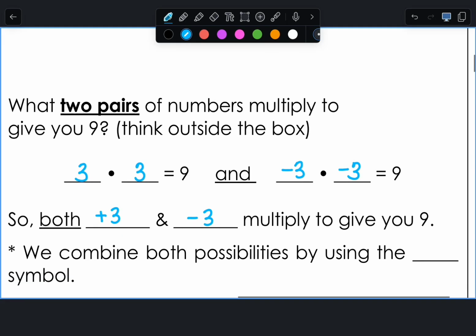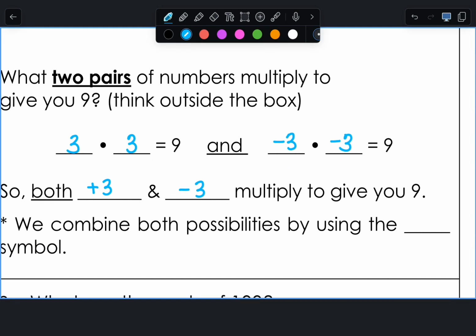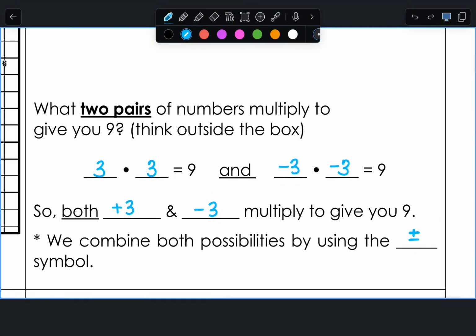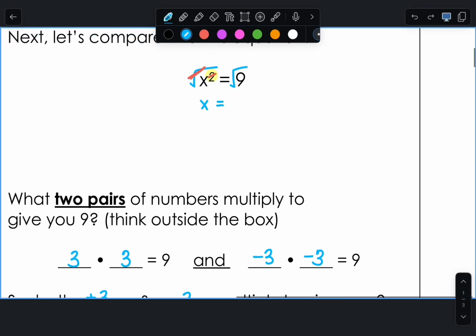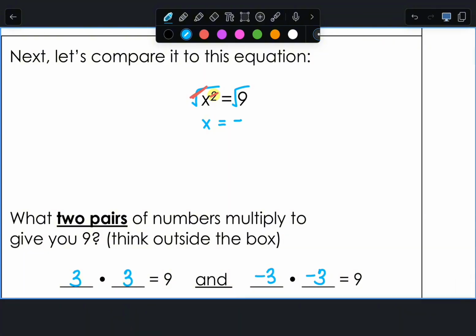We combine both of these possibilities by using the plus minus symbol, the positive negative symbol. I don't know if you've ever seen that symbol, but it represents both the positive and negative of that number. So when you take the square root of 9, you have to keep in mind both a positive 3 and a negative 3 can multiply to give you a positive 9. So we write that as positive negative 3.